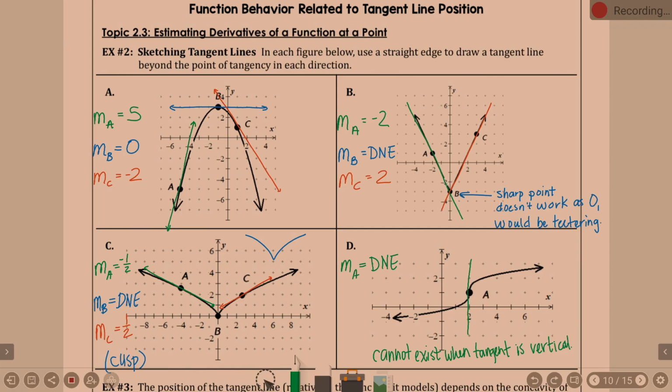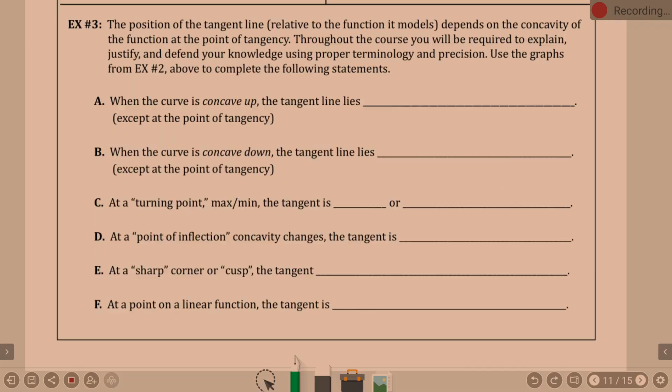Throughout this course, you'll be required to explain, justify, and defend your knowledge using proper terminology and precision. Use the graphs from example 2 above to complete the following statements. Okay, so when the curve is concave up, the tangent line lies where? So first of all, we haven't really talked about concavity, have we? Or do you know concavity? You said it, but I don't really.